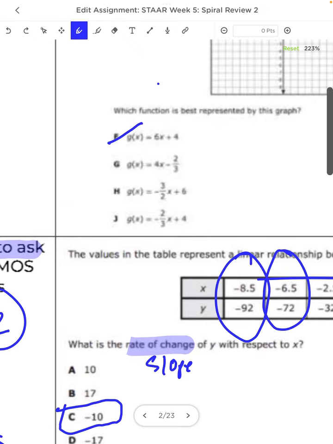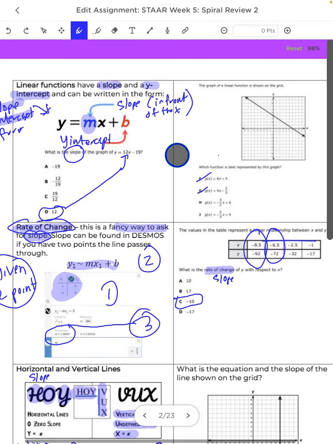So that can't be good. That's a positive 4. That can't be good. So it's either this one or this one, right? Then we said the other number is our y-intercept, right? Y-intercept is where it crosses the y-axis, right? So on this one, it crosses the y-axis right there at 4. So we know that that one has to be the correct answer. Okay? So if we type that in, it would come up just like that.